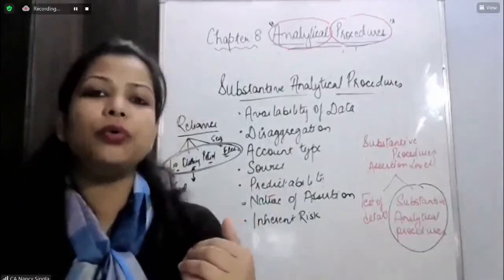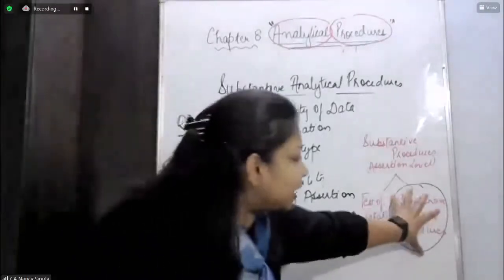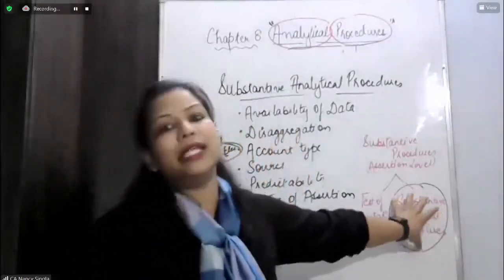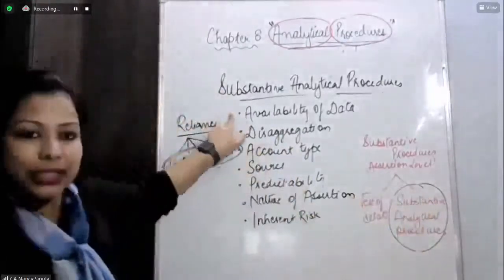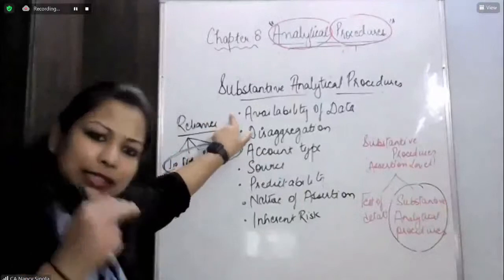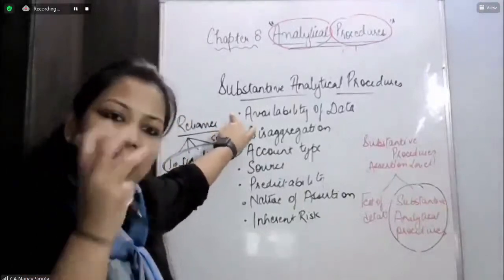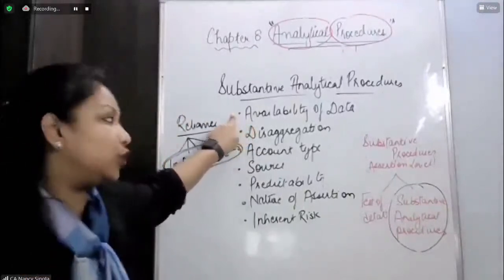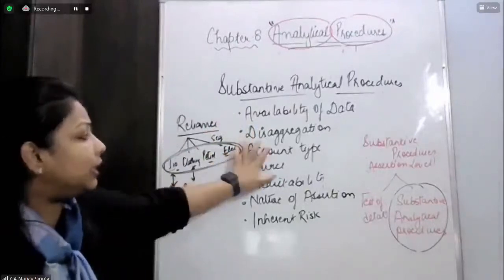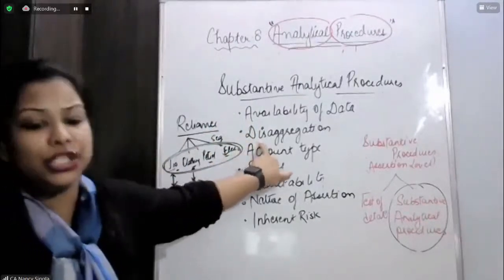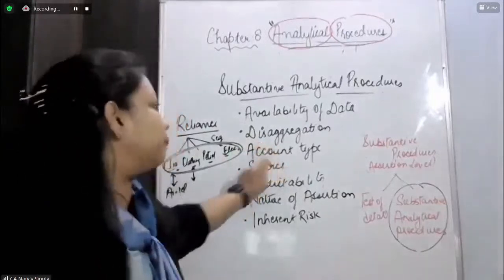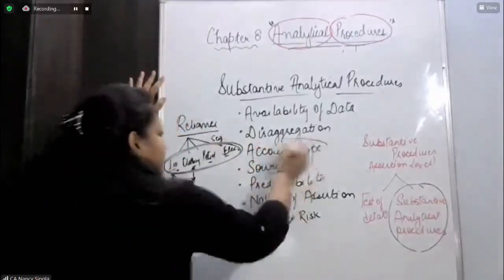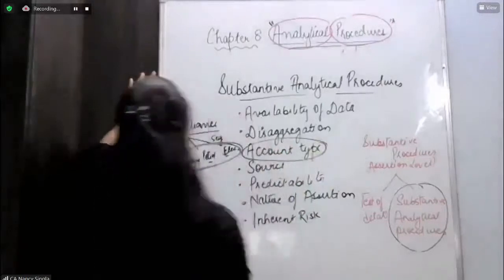So basically what we are doing, when the auditor is analyzing whether he can apply substantive analytical procedures or not, he will see first of all whether the data is available, because the ratios and the comparison are to be done on certain data, so that data should be available. Whether the segregation, that is disaggregation, has been done or not. Third is account type. What is meant by account type?